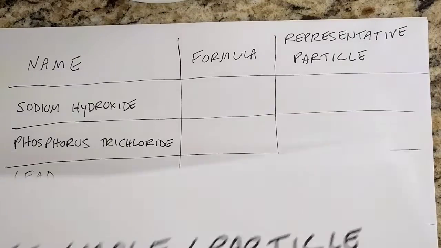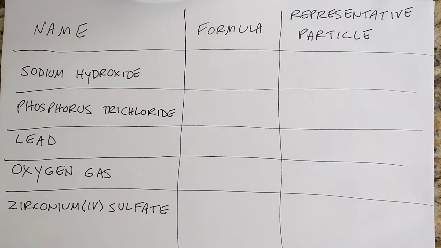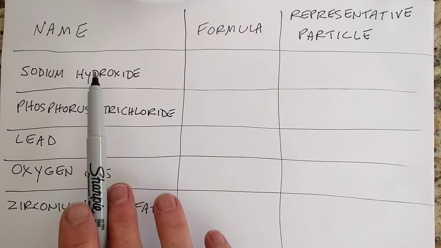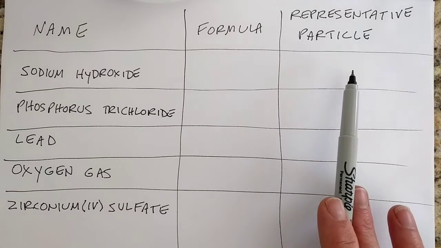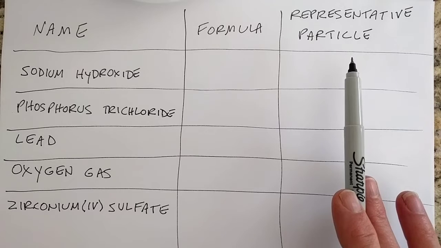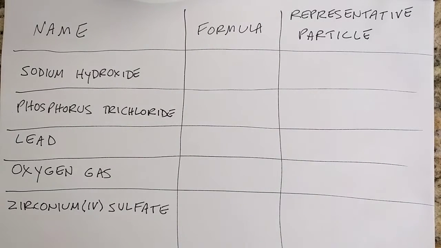So today we're going to start out with this chart. For this chart, we have the name of our substance. We're going to write the formula of our substance. And then we're going to state what the representative particle for that substance is. The representative particle is the smallest particle you can have of that substance. So the choices would be an atom, a molecule, or a formula unit.